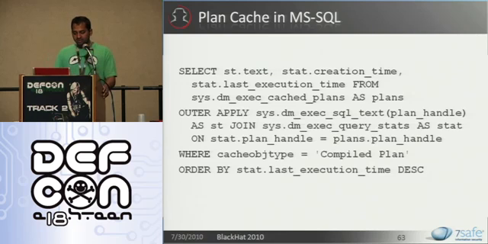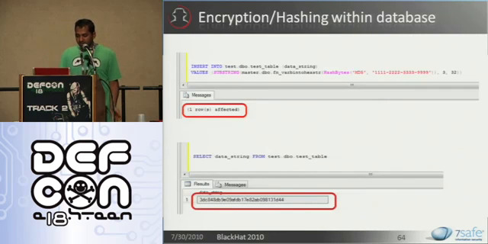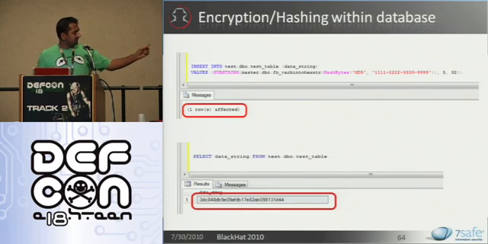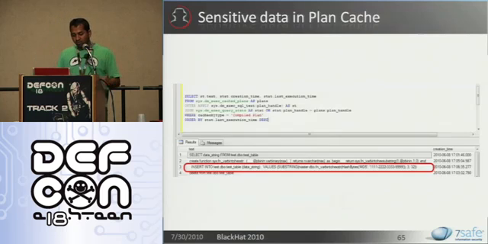Similarly, you can obtain the plan cache in MS SQL. Here is an example of somebody MD5 hashing credit card information within the database. If you look at the bottom half of the screen, the data in the database is MD5 hashed and it's safe. But if you obtain the plan cache, you will find that the plan cache contains the clear text PAN number. So that to me is a fail.